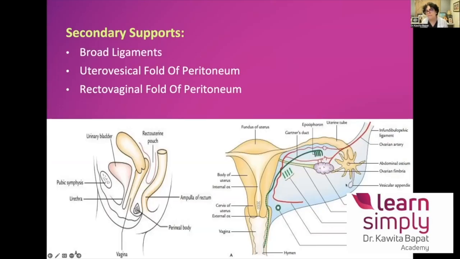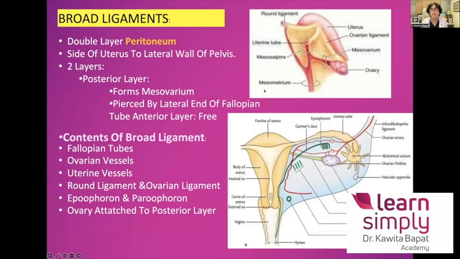Broad ligaments cover a very large area. In that you can see the tube, the ovary, and all the vessels coming through, which are important points. So the broad ligament is basically a double-layered peritoneum between the side of the uterus and the lateral wall of the pelvis. The posterior layer forms a mesoovarium, which is close to this, and then pierces the lateral fold of the fallopian tube, and the anterior layer is free. So it's a flimsy fold going back, and the anterior layer is free.